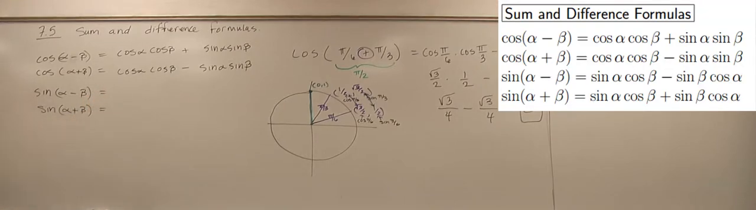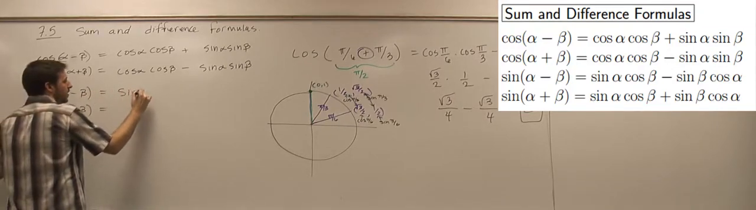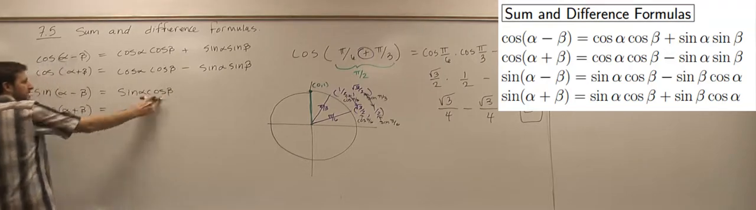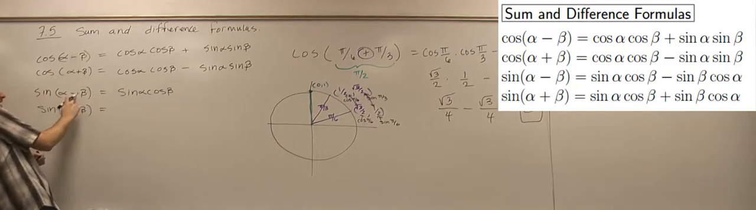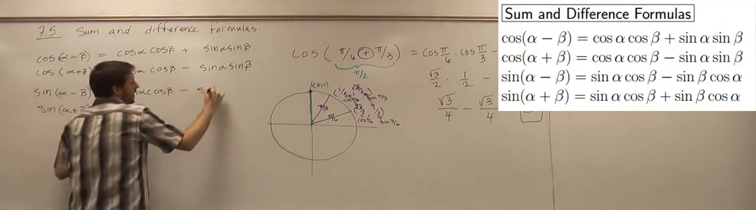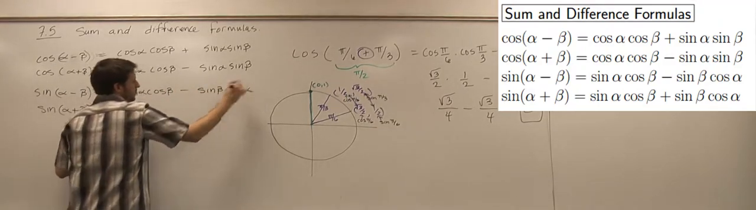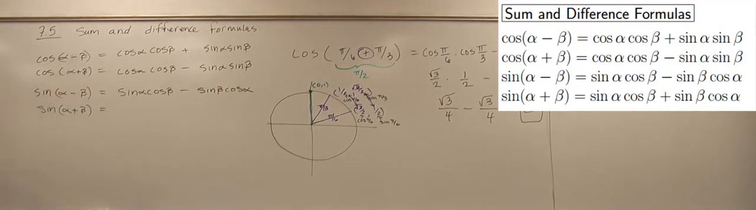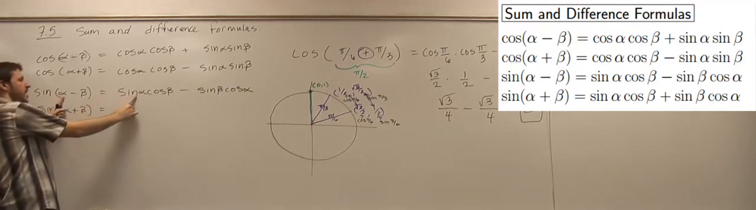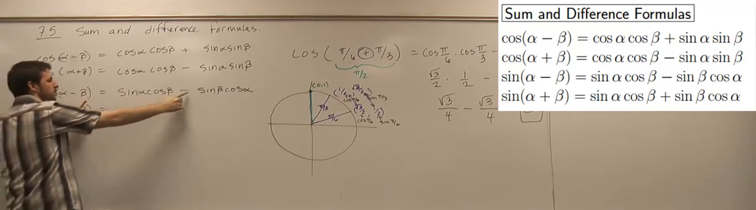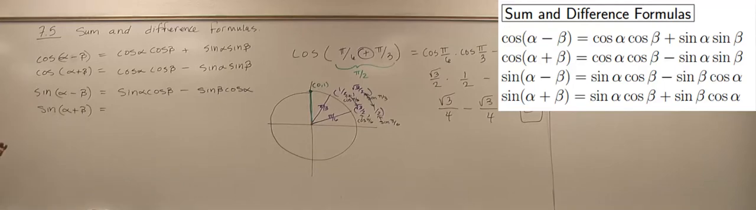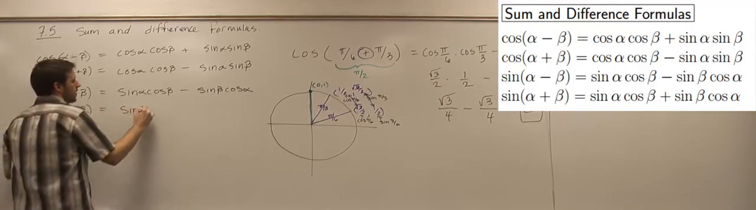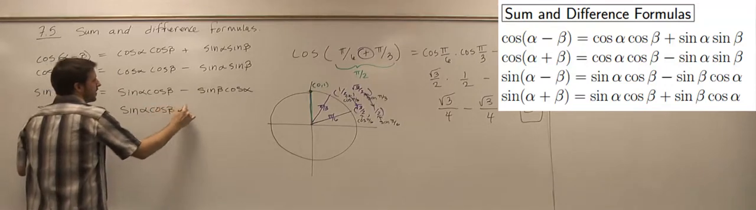For the sine sum and difference formula, you do mix. Right, this will be sine alpha cos beta, so you mix the sine and the cosine. Keep this sign the same, minus sine beta cos alpha. So sine of the first, cos of the second, minus sine of the second, cos of the first. And the last one is almost the same, except plus.